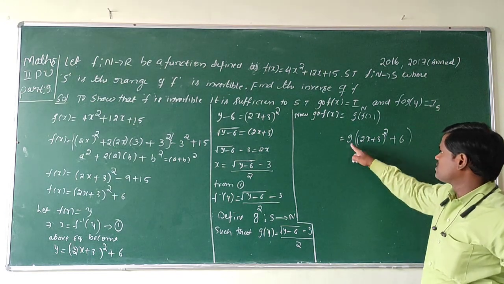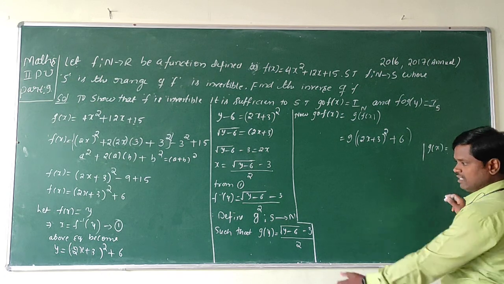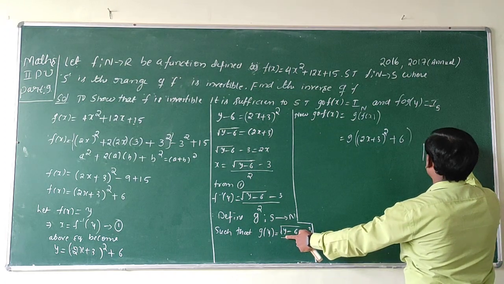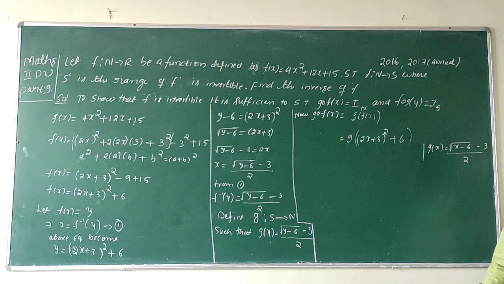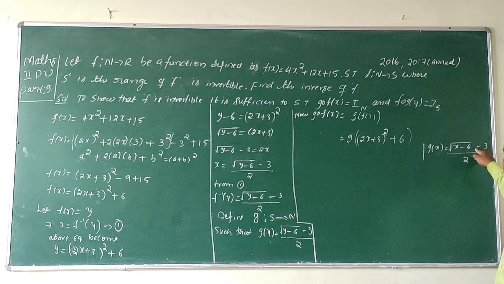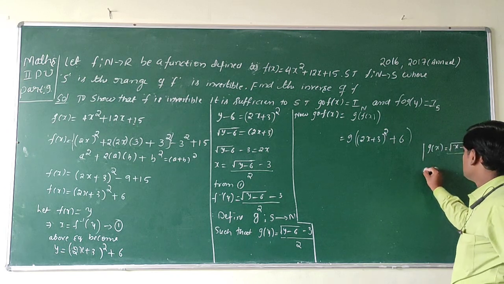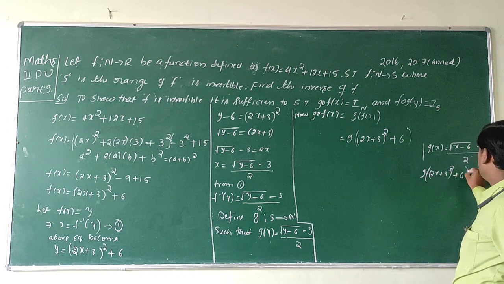So now this is g of x. G of x is already here. G of x is nothing but, instead of y we are taking x, root of x minus 6 minus 3 divided by 2. So if x is the input, then root x minus 6 minus 3 divided by 2. If y is the input, root of y minus 6 minus 3 divided by 2. So your input is 2x plus 3 whole square plus 6. Therefore g of 2x plus 3 whole square plus 6.